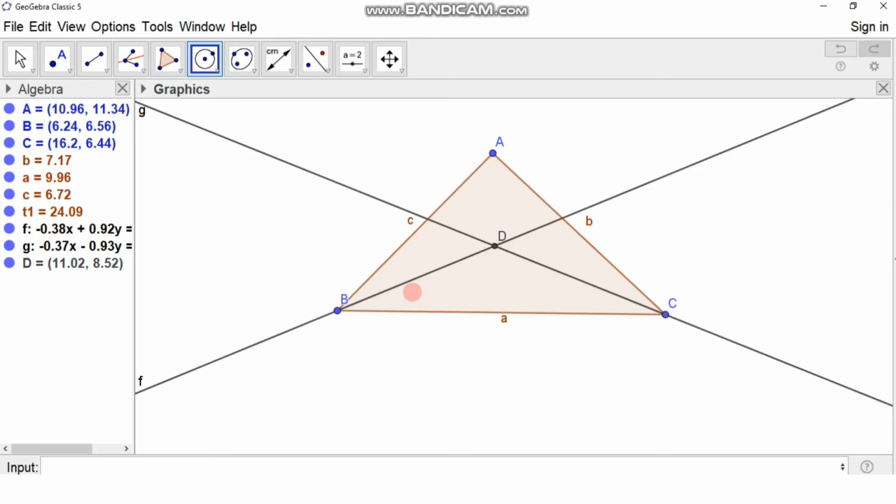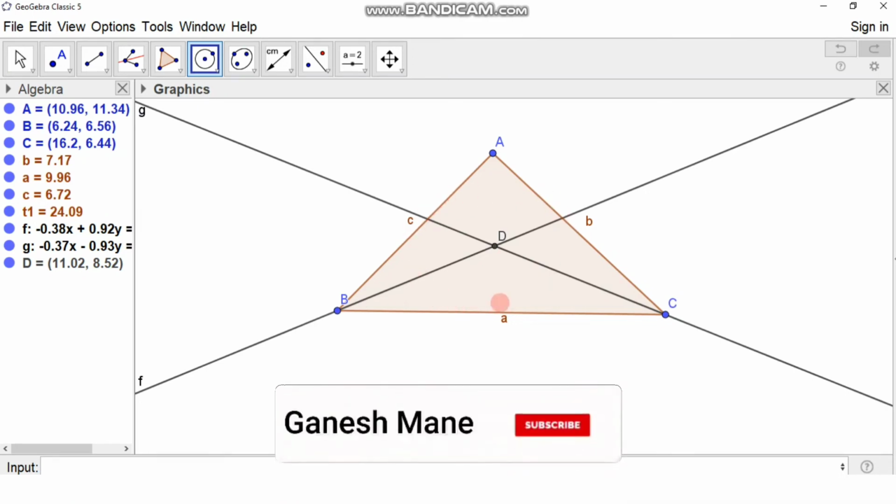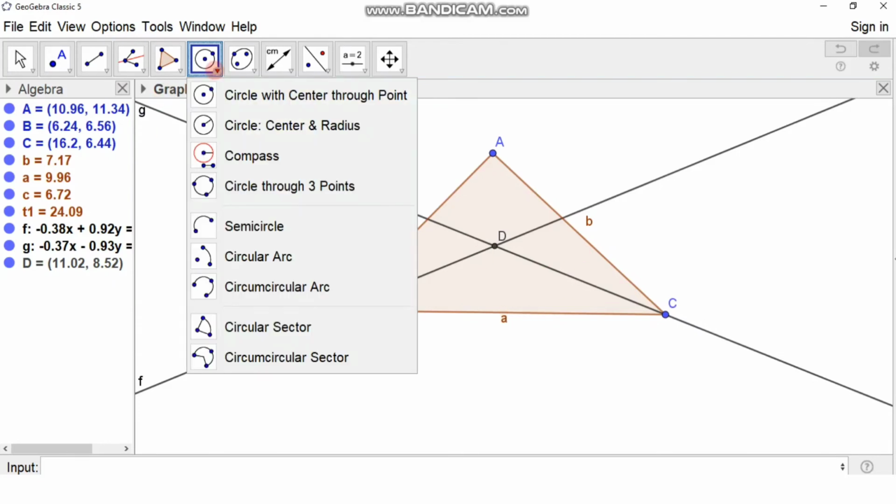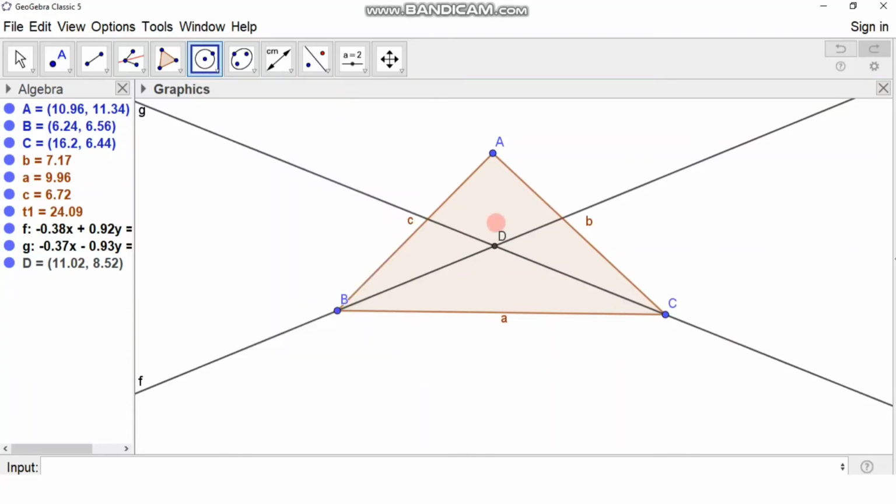Now we have to draw the incircle of this triangle ABC. We have to draw a circle which touches all the three sides of this triangle. So we have to take point D as a center and draw a circle which touches the sides of a triangle. For that we have here one icon, circle with center through point. Click on that. Then we have to take D as a center. I click on point D and move the cursor so the circle will be extended, and we have to extend this circle so that it touches all the three sides.